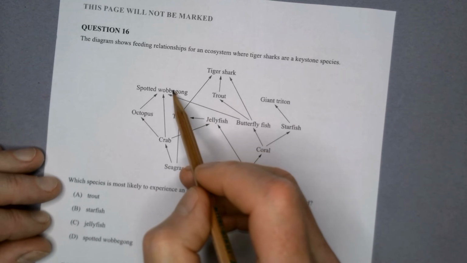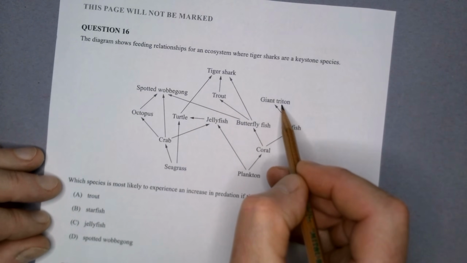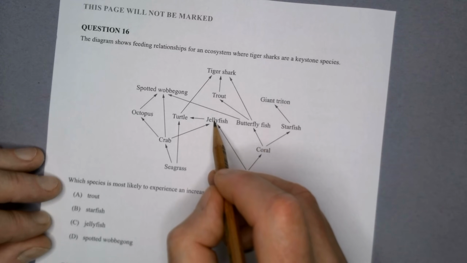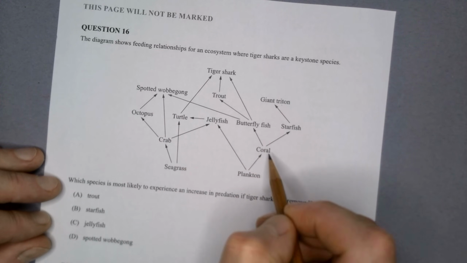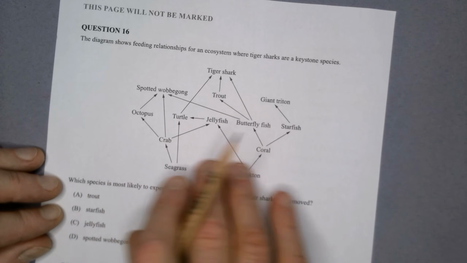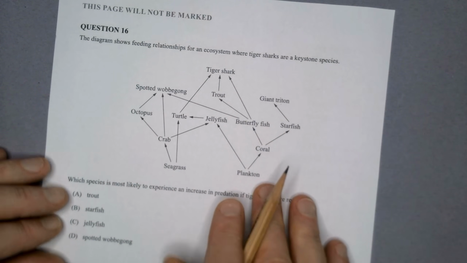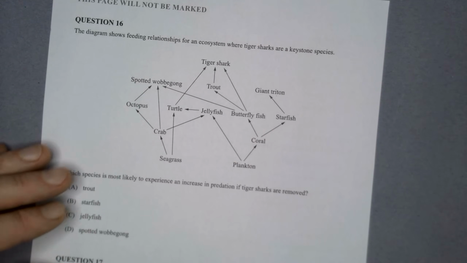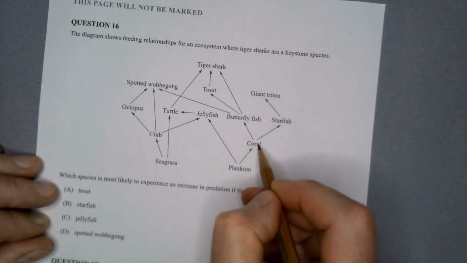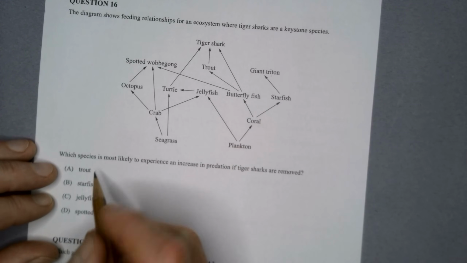Let's see. We've got the tiger shark. We've got the spotted wobbegong, one of our favourites. The trout, giant triton, big shell that is. Starfish, butterfly fish, jellyfish, turtle, octopus, crab, coral, seagrass, and plankton. So these are our producers down here, and everything up here is our consumers. Coral are a bit of a mixture of a producer and a consumer, because they have algae in their cells which produce food for the coral. Yeah, so anyway, let's go here.